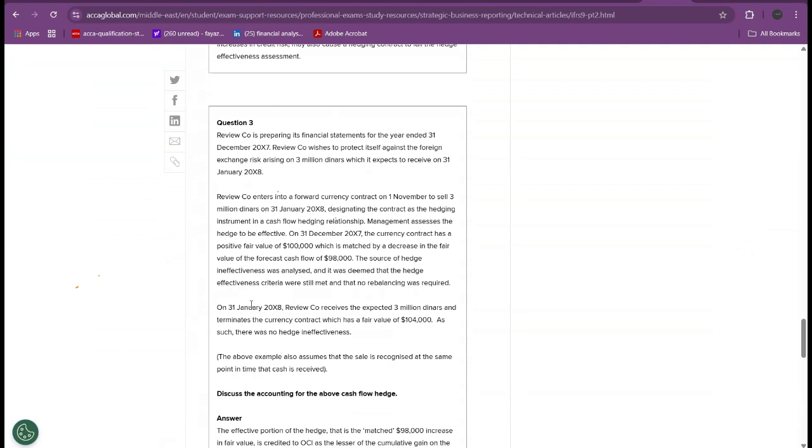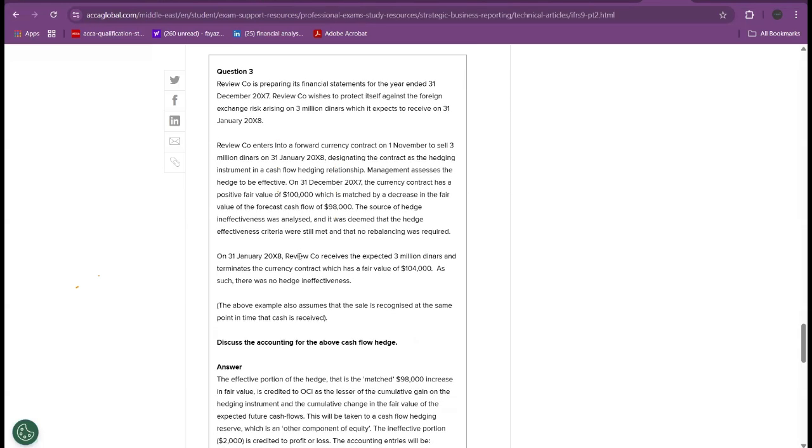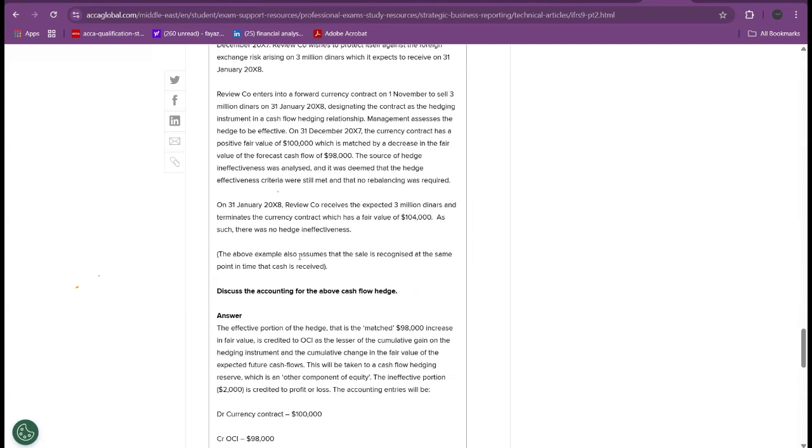Review is preparing its financial statements for the year ended 31 December. Review wishes to protect itself against a foreign exchange risk arising on 3 million dinars, which it expects to receive on 31 Jan 2028. So the future transaction criteria are met. Now Review enters into a forward contract on 1 November to sell $3 million on 31 Jan 2028, designating the contract as a hedging instrument in a cash flow hedging relationship. Management assesses the hedge to be effective. That means all the criteria we mentioned above are being met: the relationship, the credit risk not dominating, the hedge ratio, all of that.